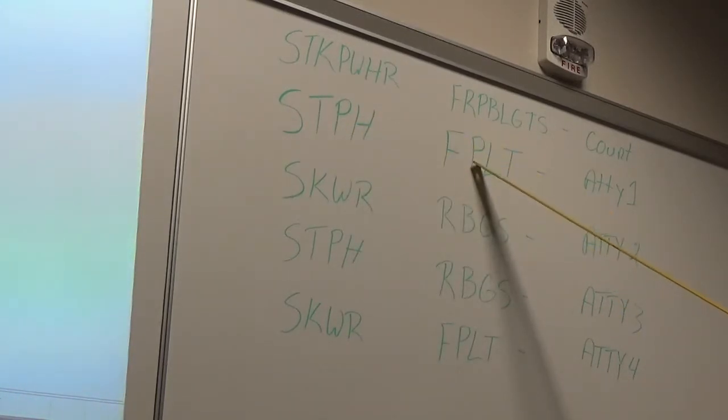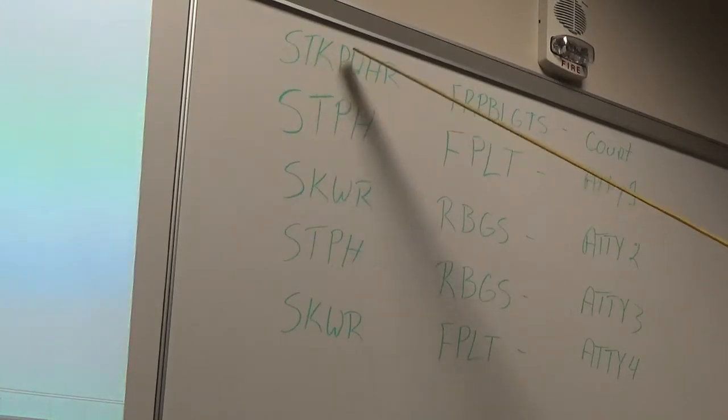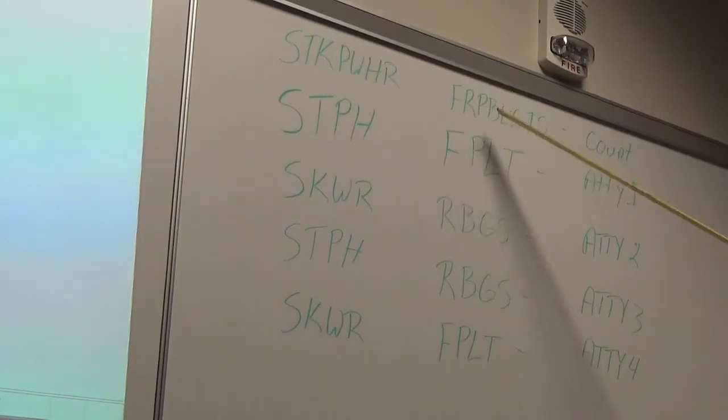So top bank, which is STPHFPLT, is attorney one. SKWRRBGS, which is bottom bank, is two. Then top, STPHRBGS, is three. And SKWRFPLT is four. So it's top, bottom, bottom, top. And then all of them, STKPWHRFRPBLGTS, is the court. So it's all of them. All of your home keys are the court. Okay?